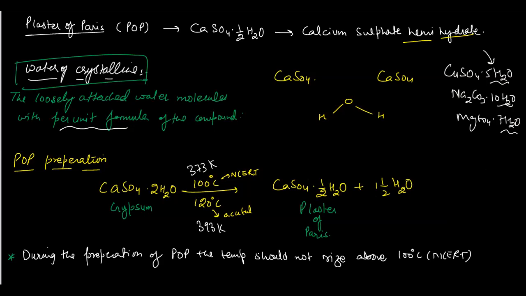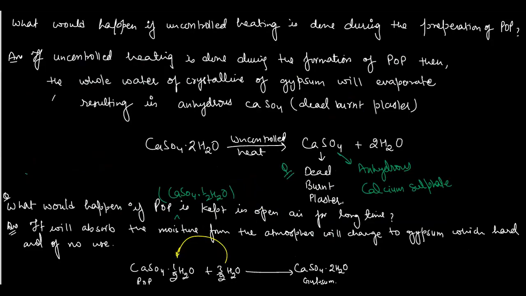During the preparation of plaster of Paris, the temperature should not rise above 100 degrees Celsius, because if it rises, then the whole water of crystallization will be removed. This will also be gone, and we will have only CaSO4. So we also have a question ahead. What would happen if uncontrolled heating is done during the preparation of POP?